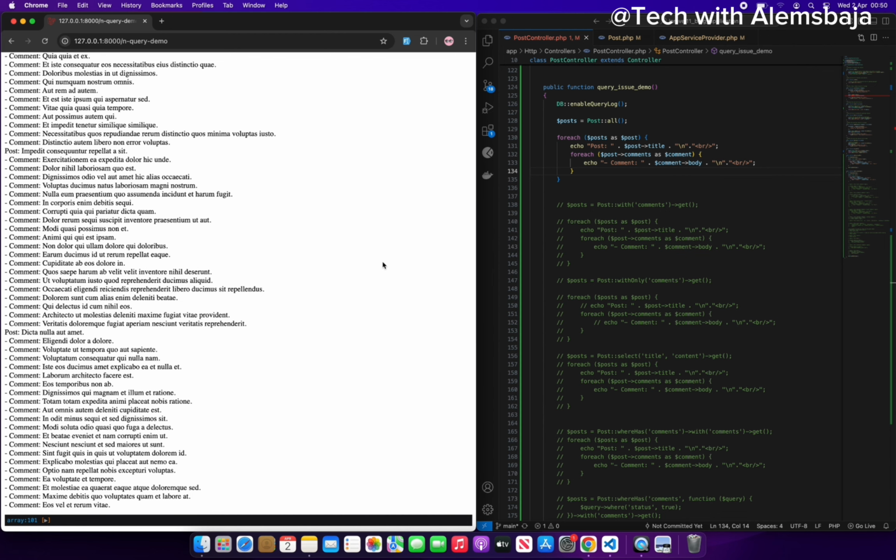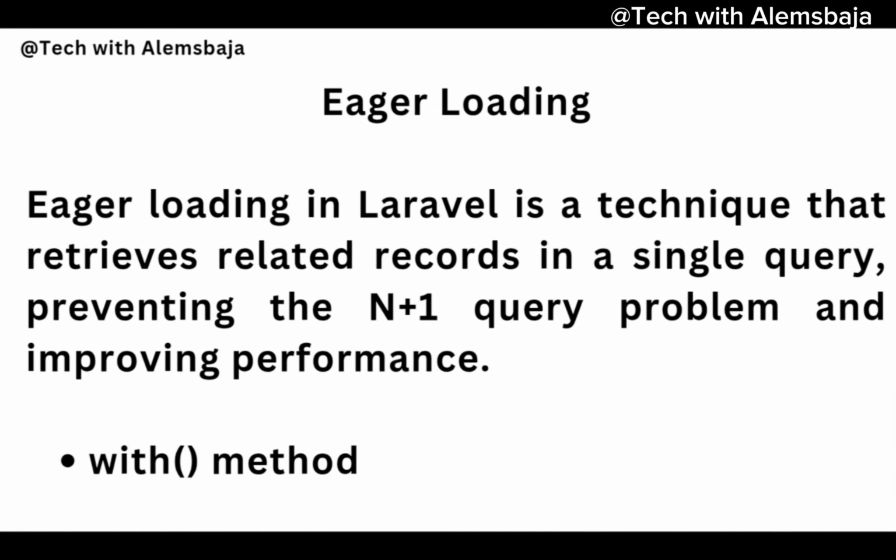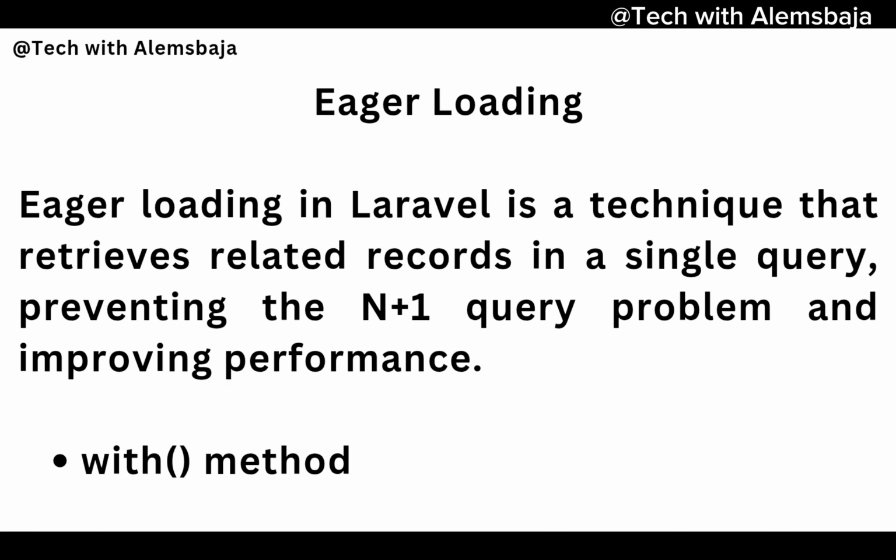The first approach to handling this N+1 query issue in Laravel is to use what we call eager loading. Eager loading in Laravel is a technique that retrieves related records in a single query, preventing the N+1 query problem and improving performance. One of the methods of eager loading is the with method.